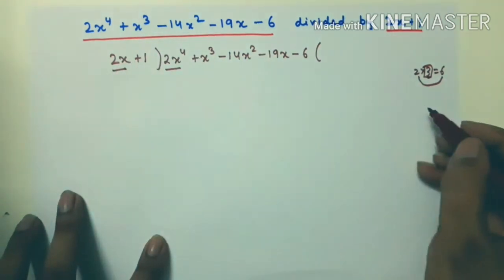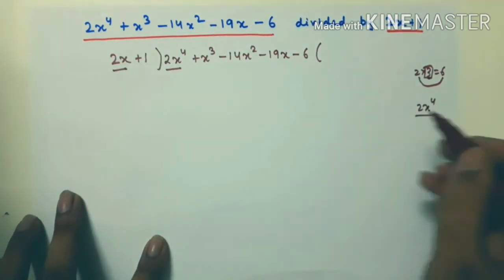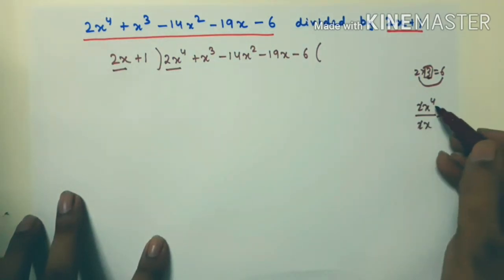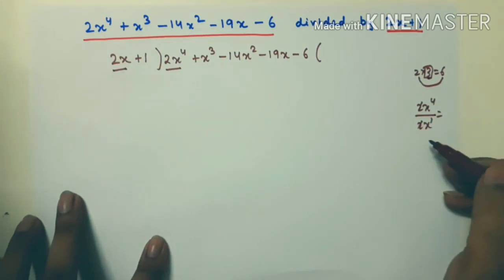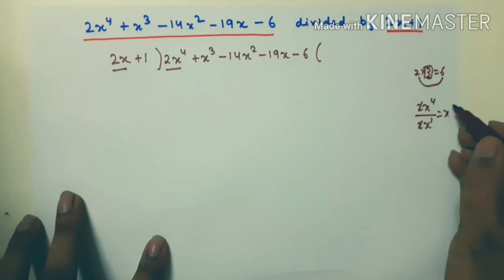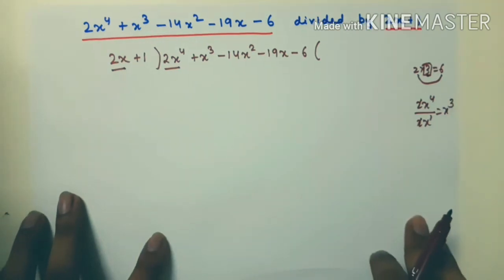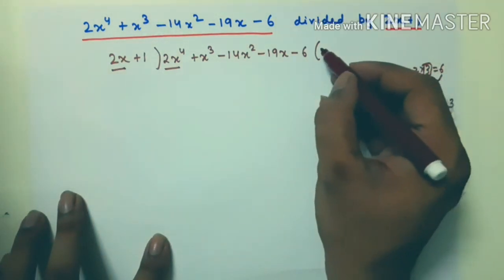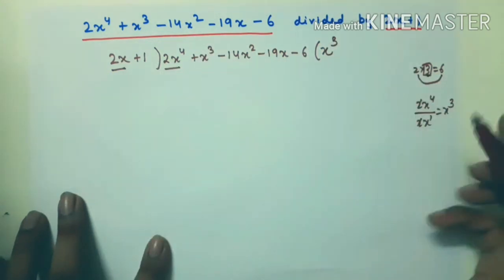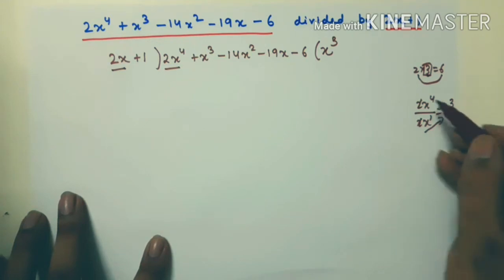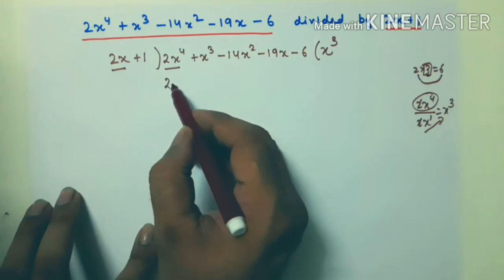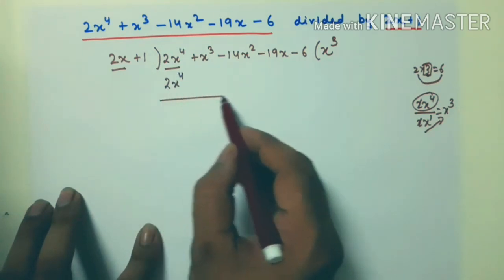So let's see, 2x to the power of 4 divided by 2x. How much do we get? 2 gets cancelled. x to the power of 4 by x to the power of 1, since x means x to the power of 1, becomes x to the power of 3. That means if I multiply with x to the power of 3, I will get this. So 2x into x to the power of 3 gives us 2 into x to the power of 4, so we write 2x to the power of 4.